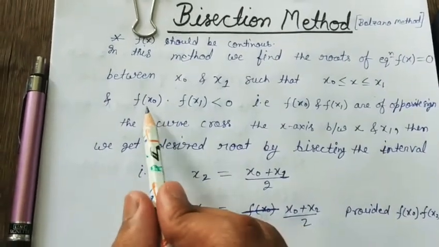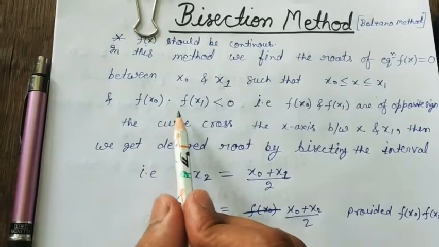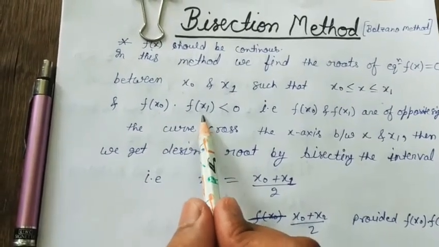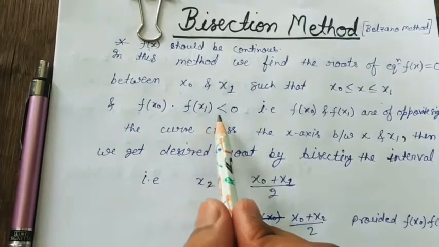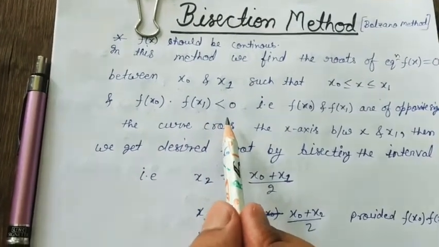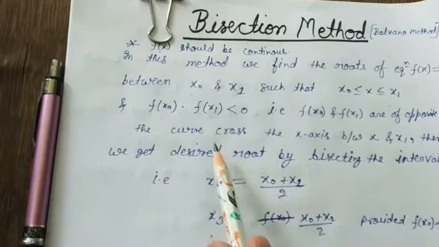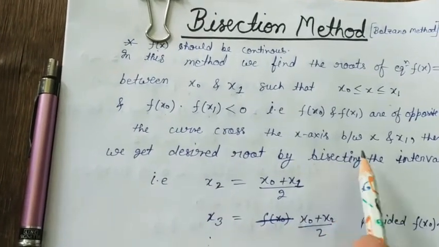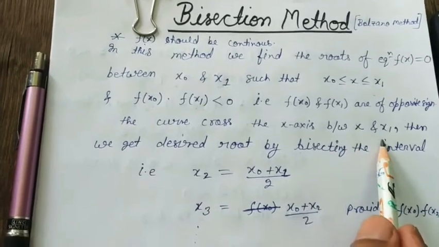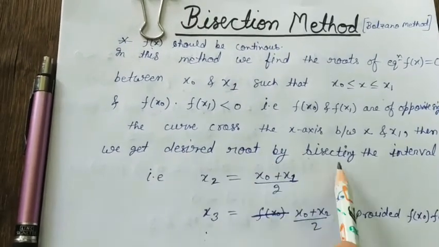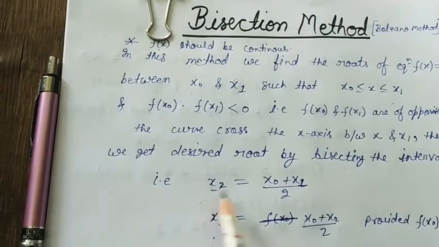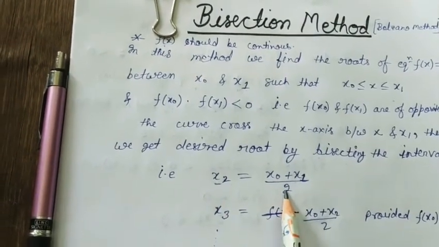And you know that in order to get the root, f(x0) and f(x1) should be of opposite sign, so that their product is less than 0. And if the product is less than 0, then the curve crosses the x-axis between x0 and x1. Then we will get the desired root by bisecting the interval. So x2 will be the desired root between x0 and x1.